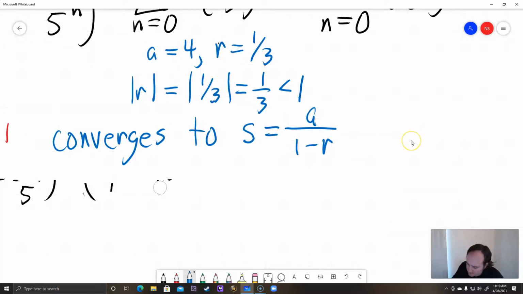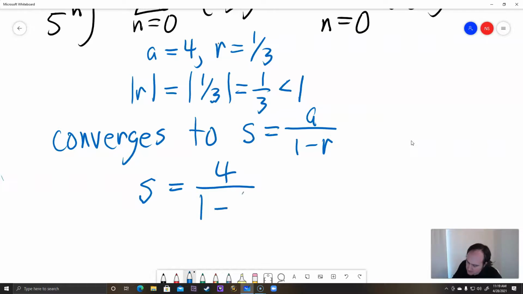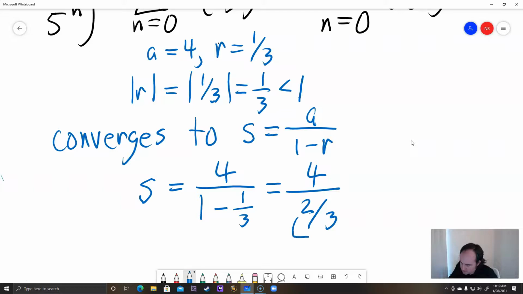So what's that going to look like here? For this first sum, we're going to have S equals A, which is 4, over 1 minus R, so that's 1 minus 1/3. That's going to be 4 over 2/3. And if you're dividing by 2/3, that's the same as multiplying by the reciprocal. So if I flip over 2/3, it's going to become 3/2.